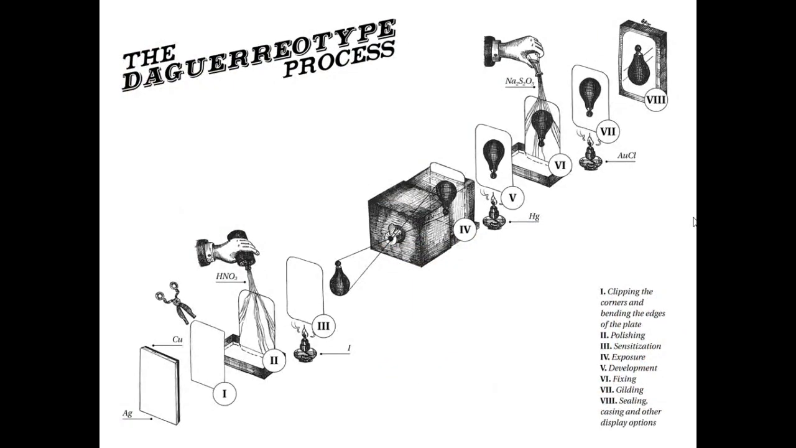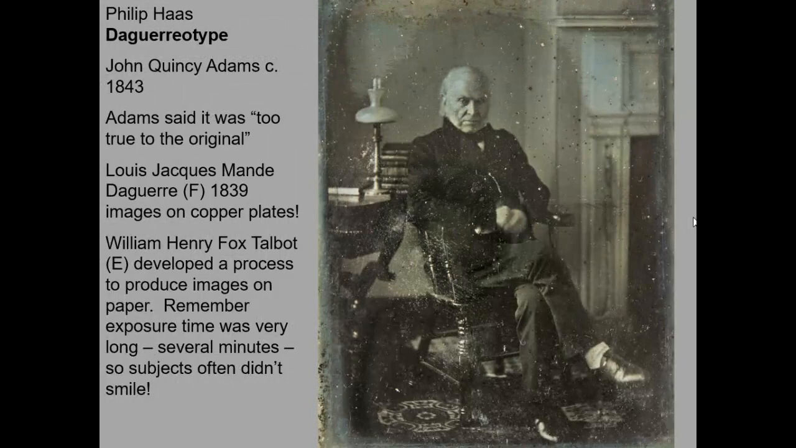So if you had access to these materials, you could in fact develop your own film. And in fact, when the daguerreotype was first made available, people actually developed the images themselves. They created darkrooms in their own homes to create these images. Here's one of the very first daguerreotype portraits.